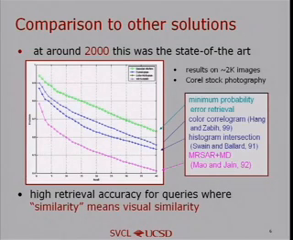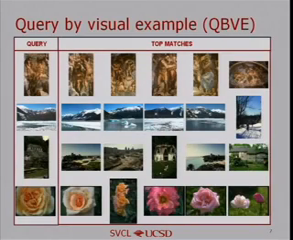At around 2000, systems like these were the state of the art in the field. Here's an example evaluation in terms of precision recall, but the details of these are not that important. What's important is that with a system like this, it is possible to make image retrieval work, but only for certain types of queries. And those are the queries where similarity literally means visual similarity. So let me give you some examples of this.